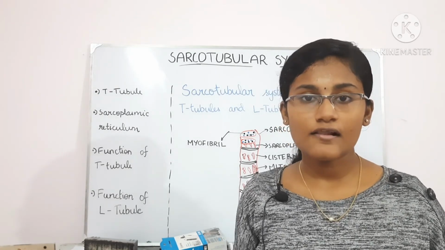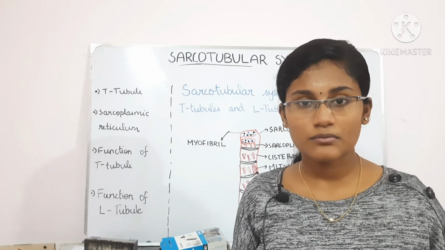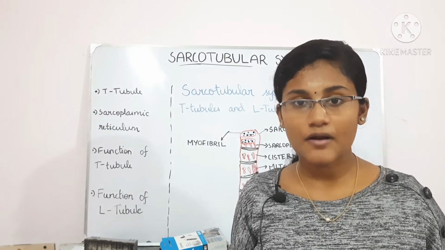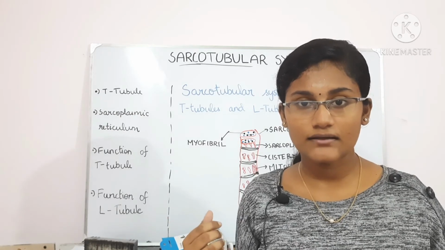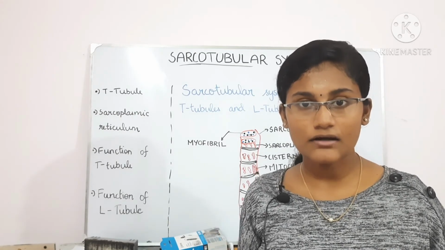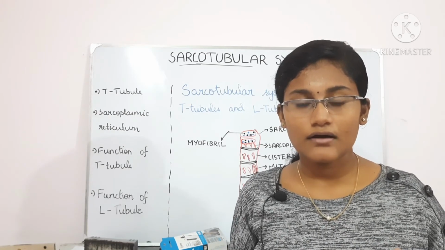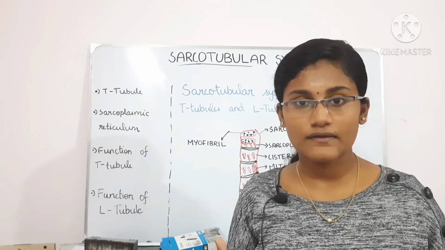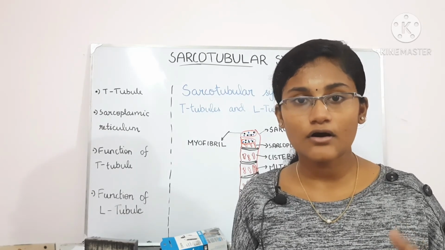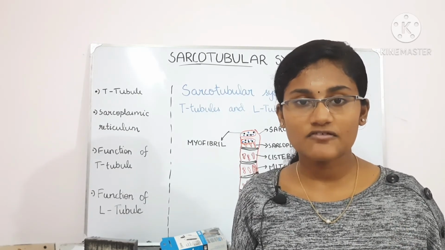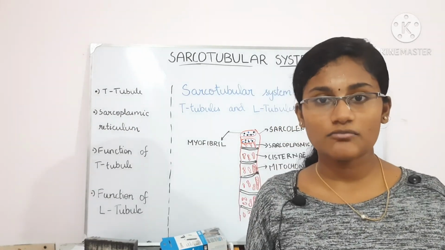So the signals from the nerves pass to the neuromuscular junction, that is the junction between the nerve and the muscle, and from the neuromuscular junction the T tubules rapidly transmit the signals from the sarcolemma to the muscle fiber. Along the way they also pass the action potentials to the L tubules, which release calcium ions, and these calcium ions cause contraction. The process by which the calcium ion causes contraction is called excitation contraction coupling.